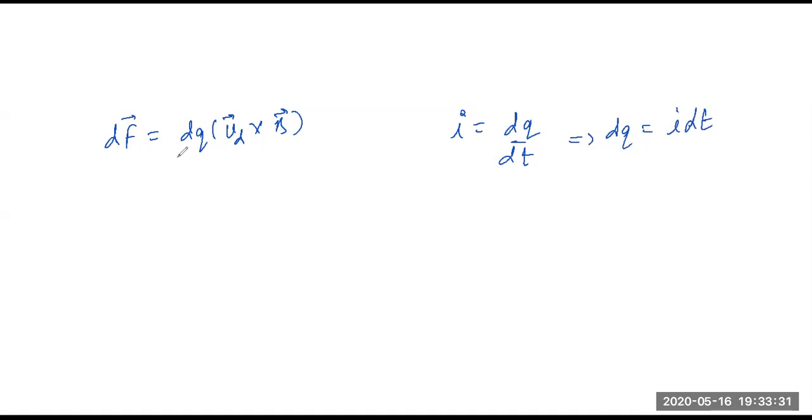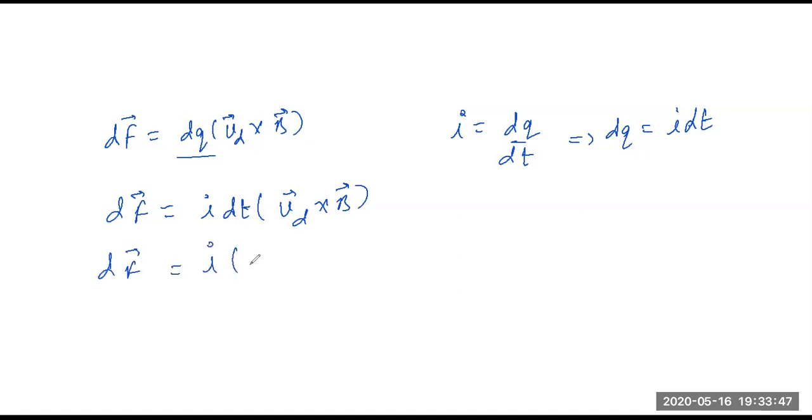I can put the value here. So I'll get dF is equal to I dt, then I have vd cross B. dt is a scalar, I can take it in. So I'll get dF is equal to I vd into dt cross B. Yes or no?